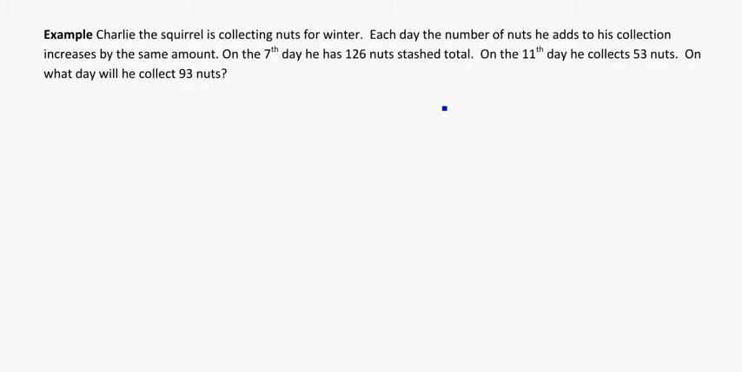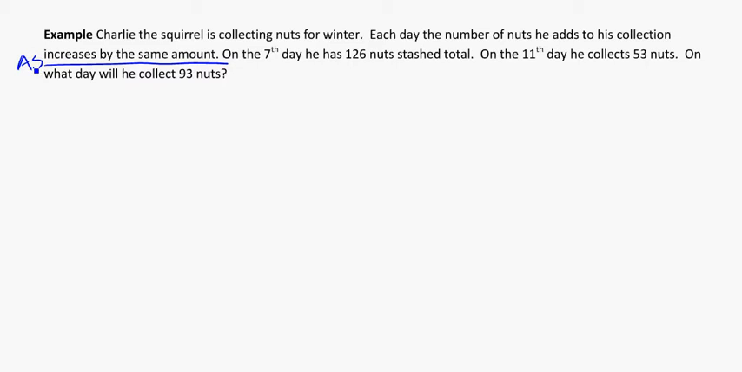So taking a look at a second example for the type of equation where we're going to have to use simultaneous equations here. Charlie the squirrel is collecting nuts for winter. Each day the number of nuts he adds to his collection increases by the same amount. So again, increases by the same amount. That's a hint for me that I'm dealing with an arithmetic sequence.